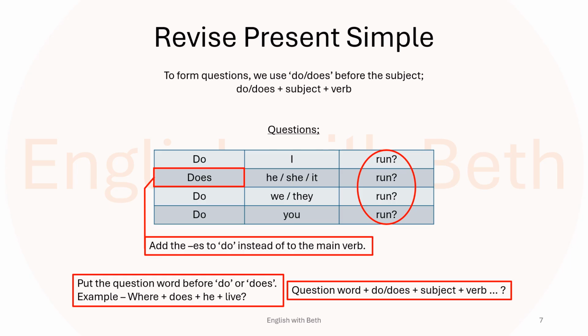If a question word is needed, we put that before the auxiliary verb do or does. For example, where does he live? So question word plus do or does plus subject plus verb.